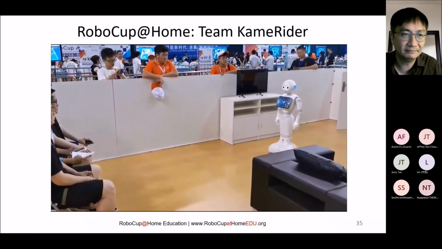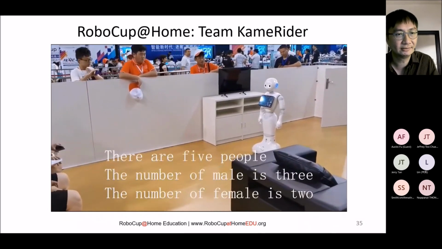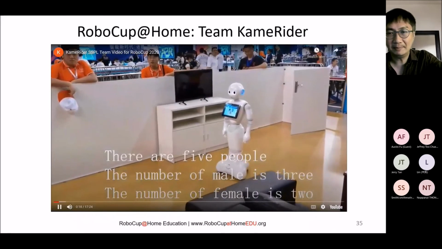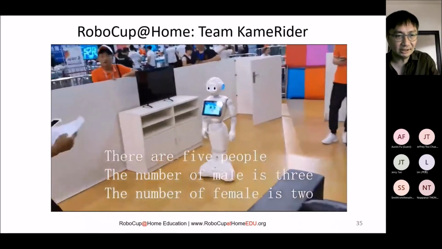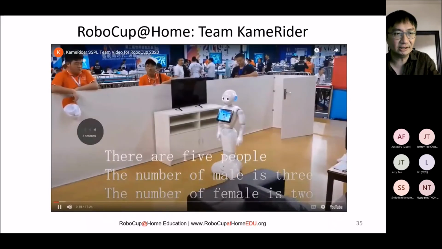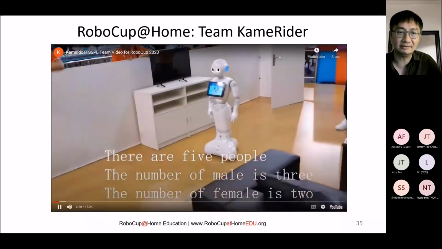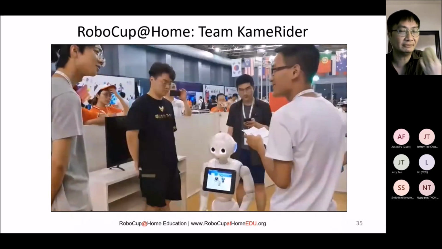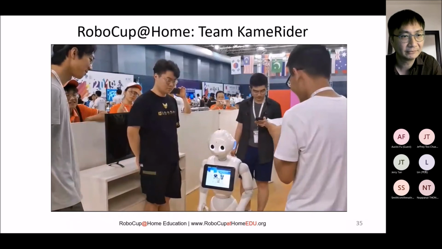So this one is the speech and person recognition task. Pepper can use the camera to detect how many persons there are, and then it will tell how many are male and female. If you still remember, we have the gender recognition and so on.